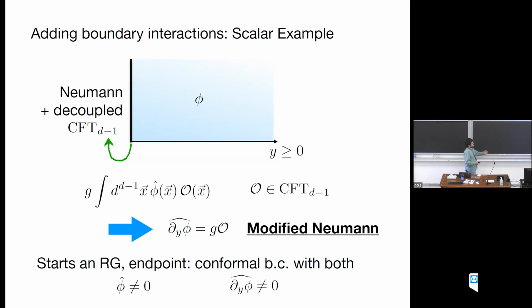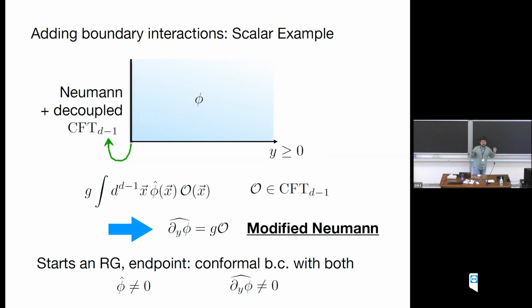But the interesting thing is that after we do this deformation, both the field and the normal derivative of the field are going to be non-zero. And I might expect generically to end up in a conformal boundary condition where both of these modes are turned on. Okay, so I'll use this to now formalize the concept of an interacting conformal boundary condition.